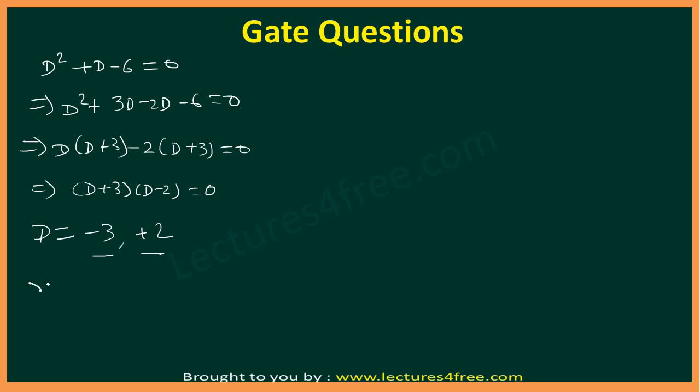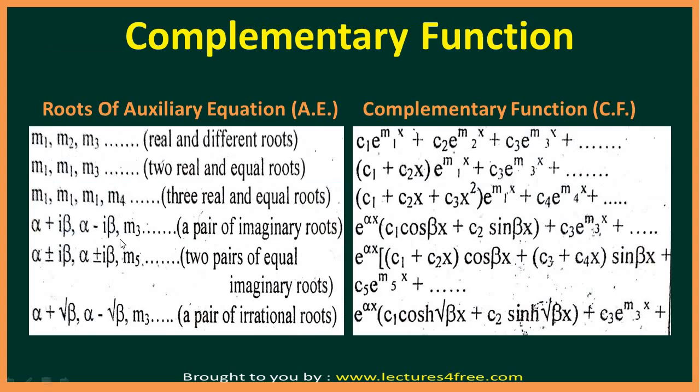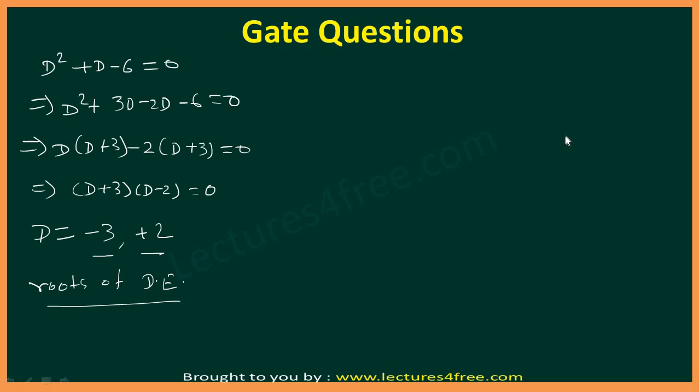These are the roots of the differential equation. So here we got real roots, and these real roots are different. So this is the first case. When you get real and different roots, then you will get terms like this: c1 e to the power m1x plus c2 e to the power m2x plus c3 e to the power m3x. As it is a second order equation, you got two roots, and these roots are real and different. So you will get the complementary function like this.